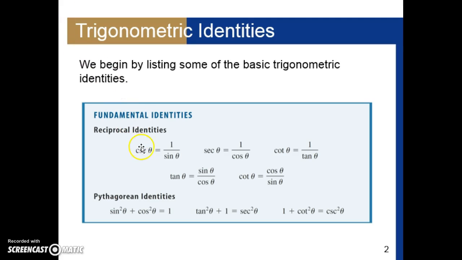We worked with these when we were doing the unit circle. We know that cosecant of theta is 1 over the sine of theta. We know that secant of theta is 1 over the cosine of theta. We know that cotangent of theta is 1 over tangent of theta, but that also means, remember, that it is cosine over sine. And of course, the tangent of theta is sine of theta over cosine of theta.